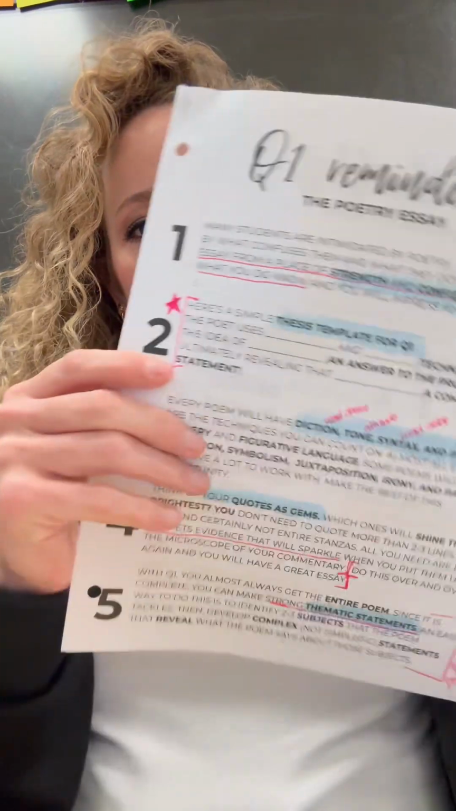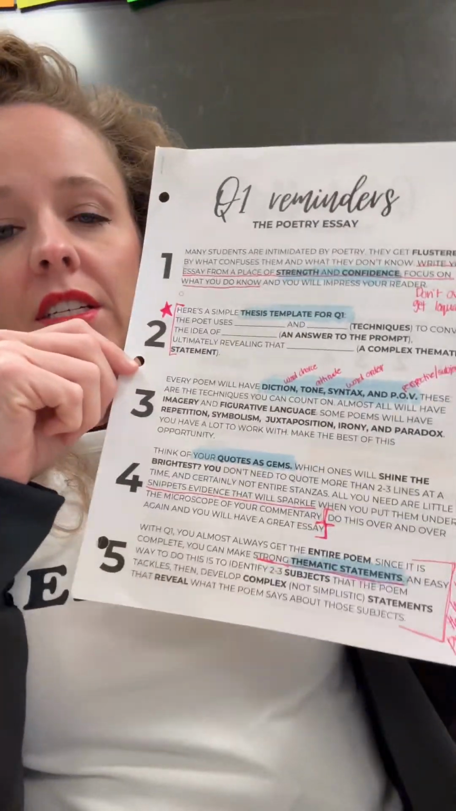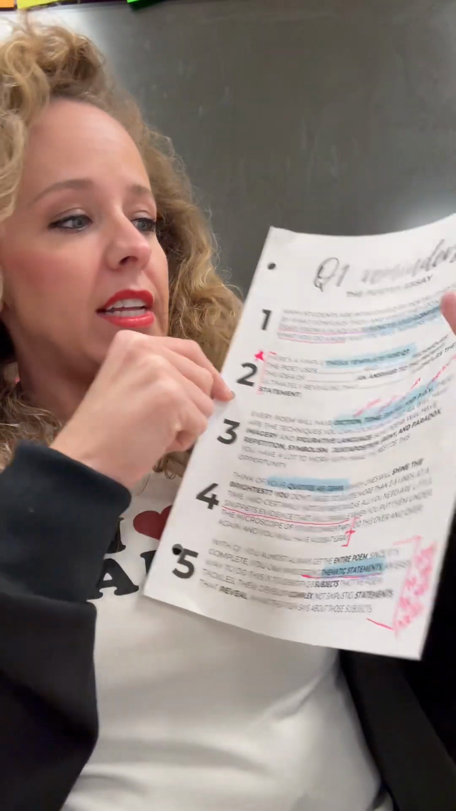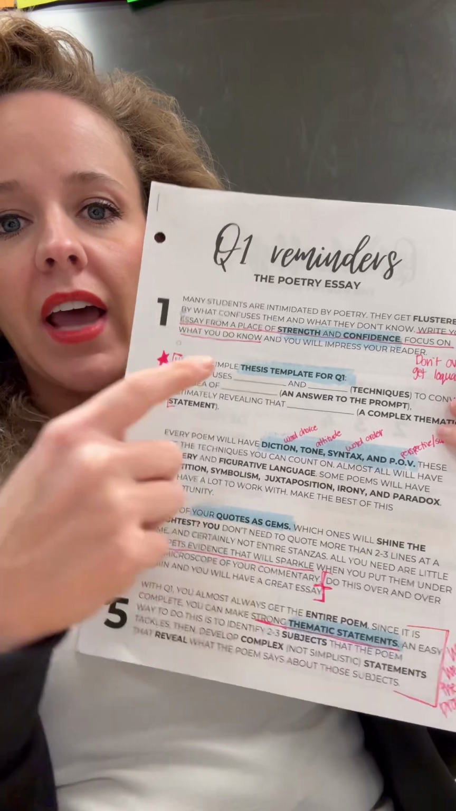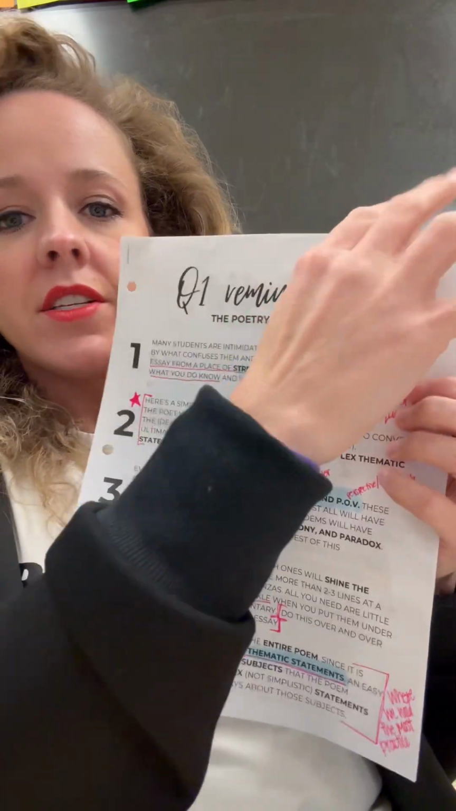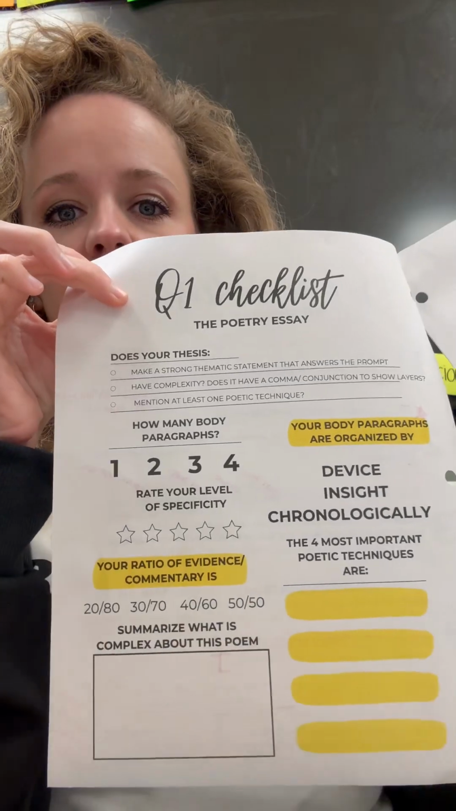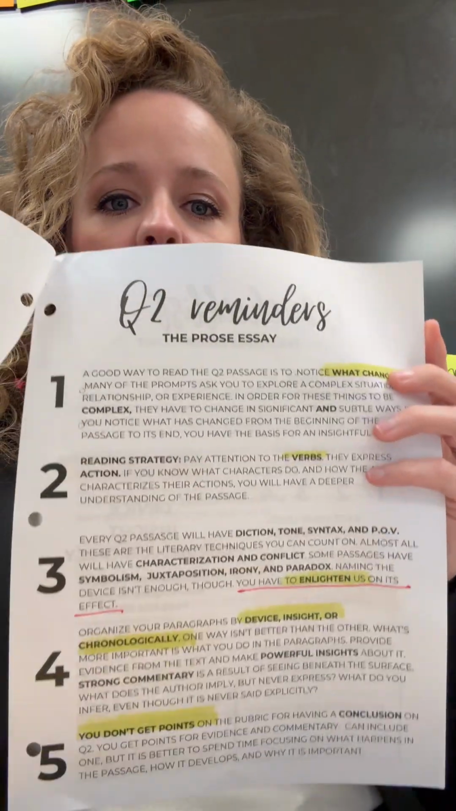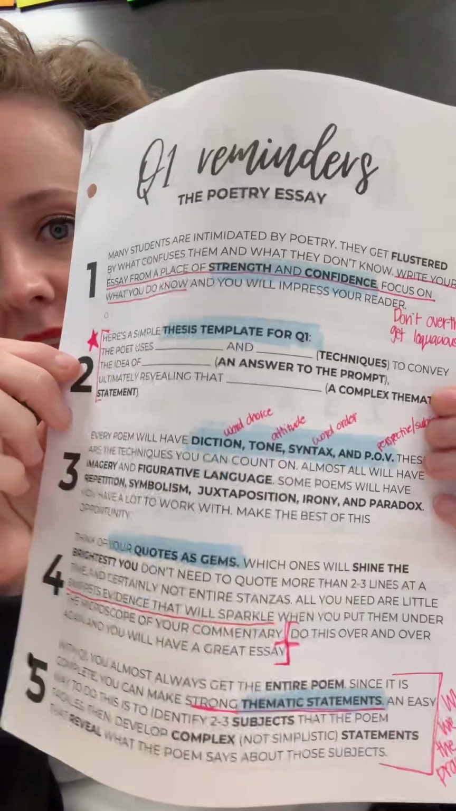Then you need to definitely look at this packet. This is probably my favorite packet we've had this semester because it doesn't waste any time. It gets right to it. So make sure you look at question 1 reminders for the poetry essay, and then also on the back of that it has question 1 checklists. Same thing for each of the other FRQs, so the prose essay, and then finally the literary argument. Please, please, please, if you read nothing else, make sure you read this, but surely you'll read everything.